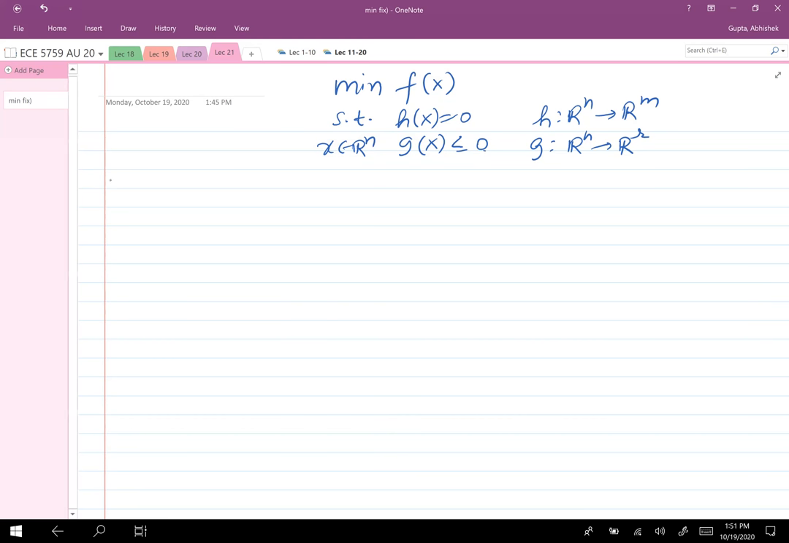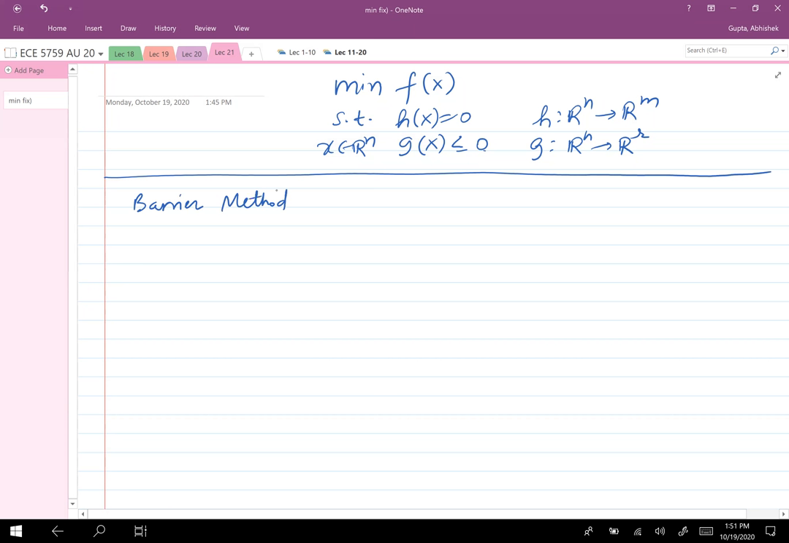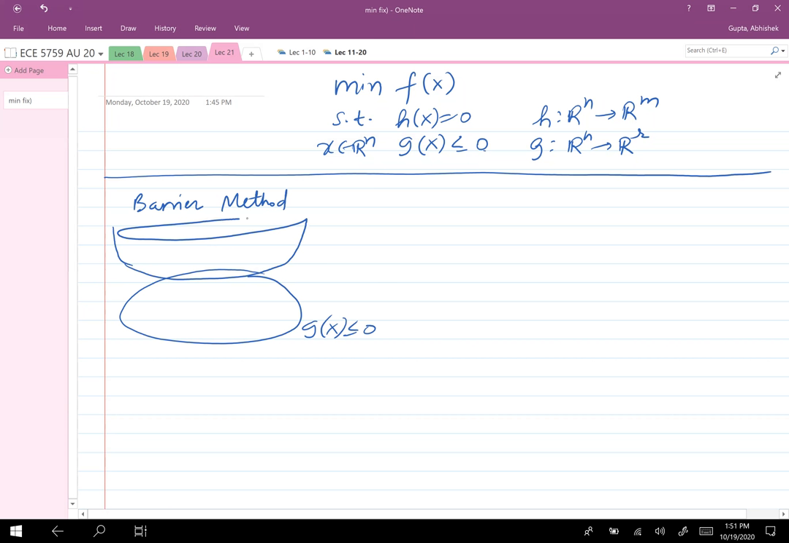So far we have talked about two algorithms. One is the barrier method, where I have some inequality constraints and I create a barrier function. This is my barrier function b of x, and I add it to the objective function f of x, and then I try to minimize the weighted sum of the function and the barrier function. Okay, so that's the first method.